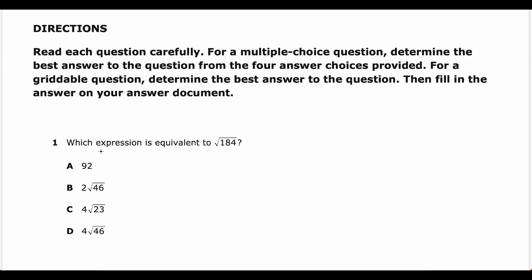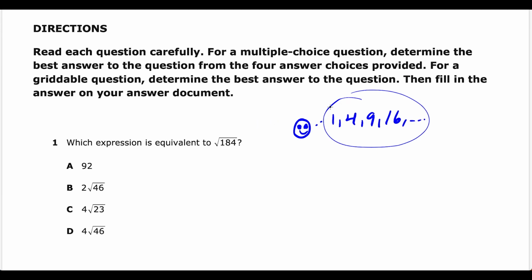So let's get started. First up, we're going to simplify the square root of 184, and to do this, we need to think of perfect square factors of 184. The perfect squares are 1, 4, 9, 16, 25, and so on like this. But I'll try out 4 here.